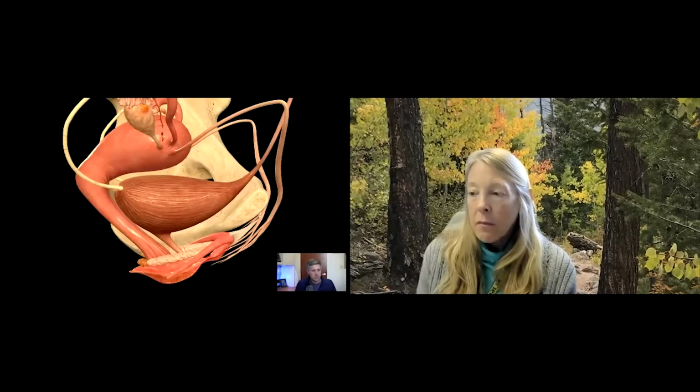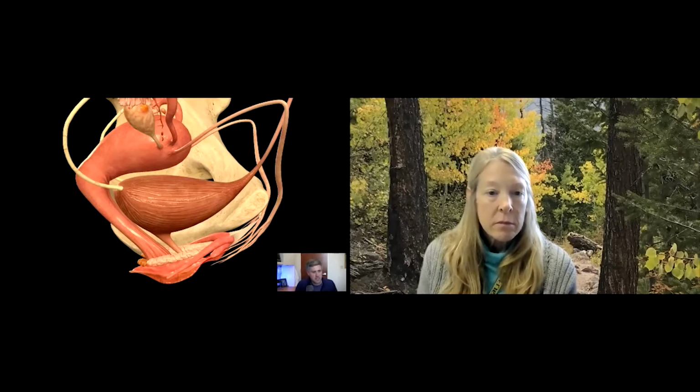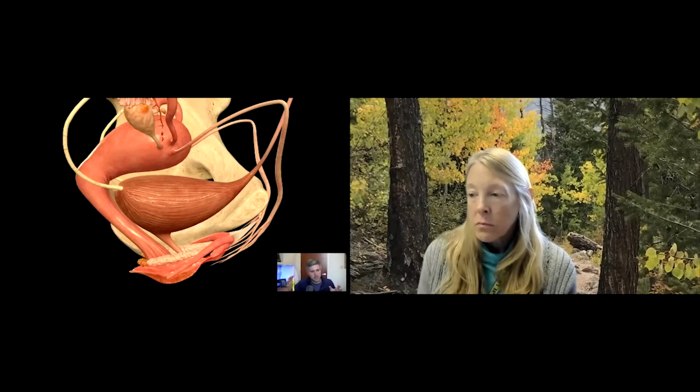Now, changing gears a little bit, obviously, we talk about the male side, but there's also the female side, right? And so surrounding the bladder from the female perspective, the big structure is the uterus, right? And so the bladder is sandwiched between the uterus and the pubic symphysis in patients ordinarily.